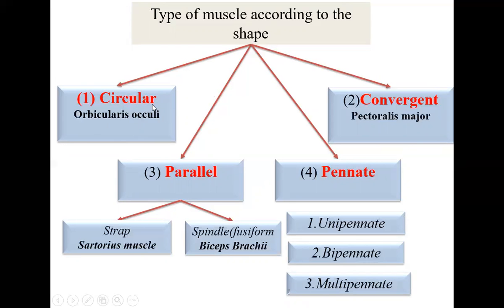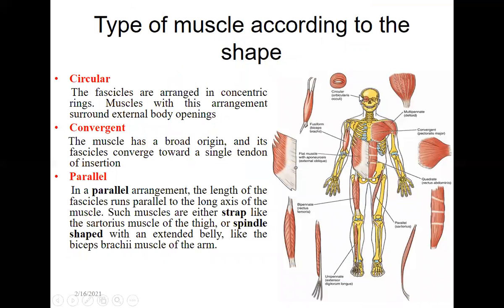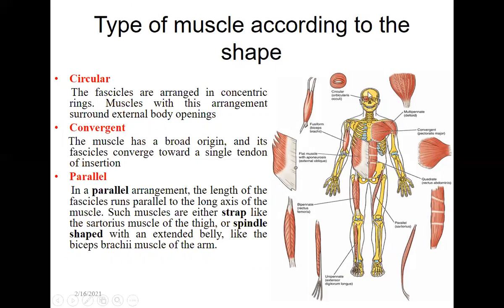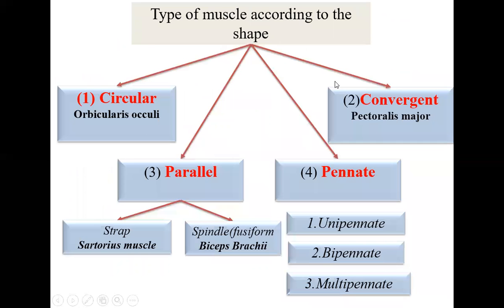Sorry, oculi is near the eye. This is the orbicularis oculi. Oris here will be orbicularis oris. Oris is for the oral cavity. Oculi is for the eye. So here you can see this is for the eye. Around the eye there is orbicularis oculi. Around the mouth it will be orbicularis oris. Both are circular. Both oris around the mouth as well as oculi around the eye are circular muscle fibers.